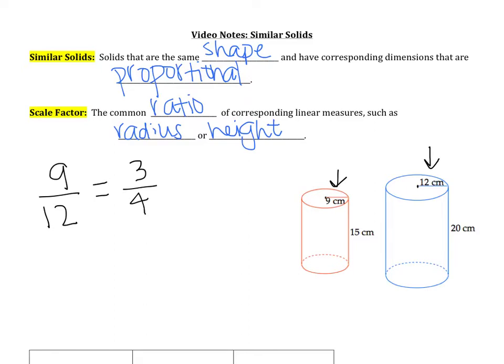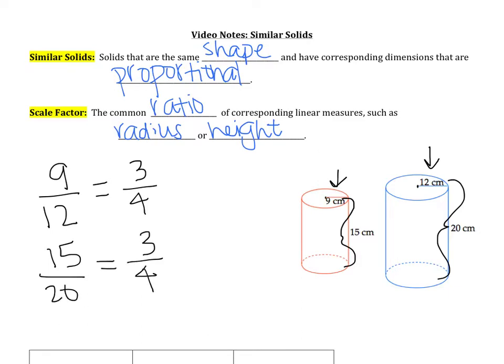Alright, now let's find the ratio of our heights. The height of the red cylinder is 15, and the height of the blue cylinder is 20. So it's going to be 15 over 20, but that also reduces down to 3 over 4. They have the same ratio, which means that these are similar and that our scale factor is 3 to 4.